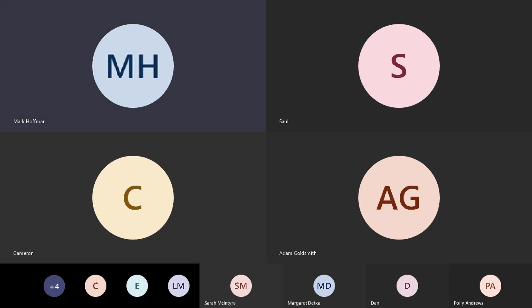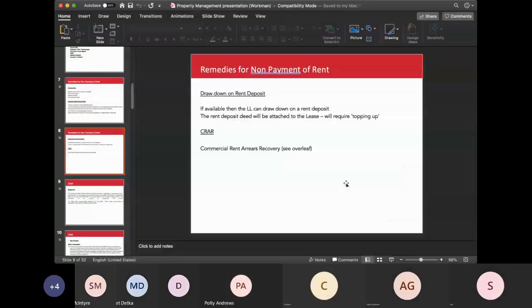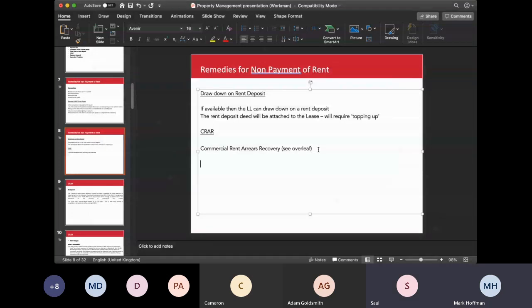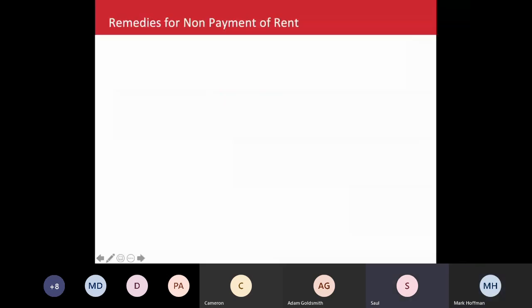So, right, let's just go back to where we were. Right, commercial rent arrears recovery. We're going to go into that in one second.